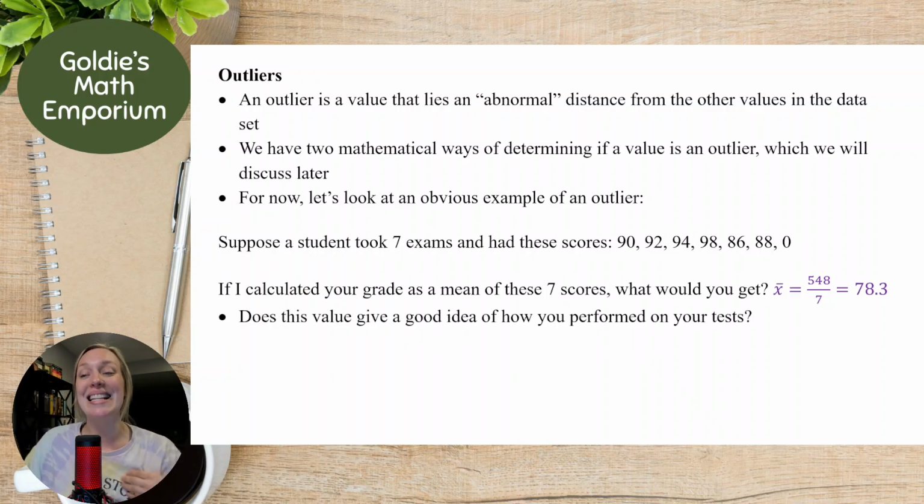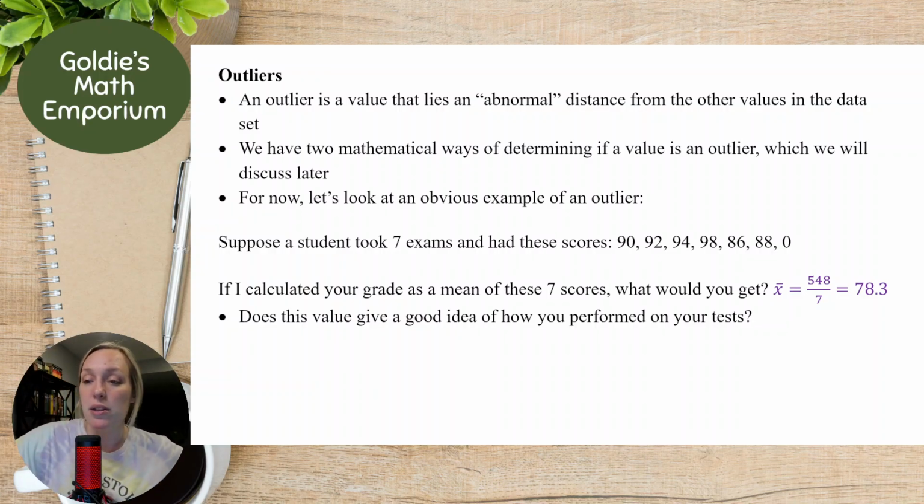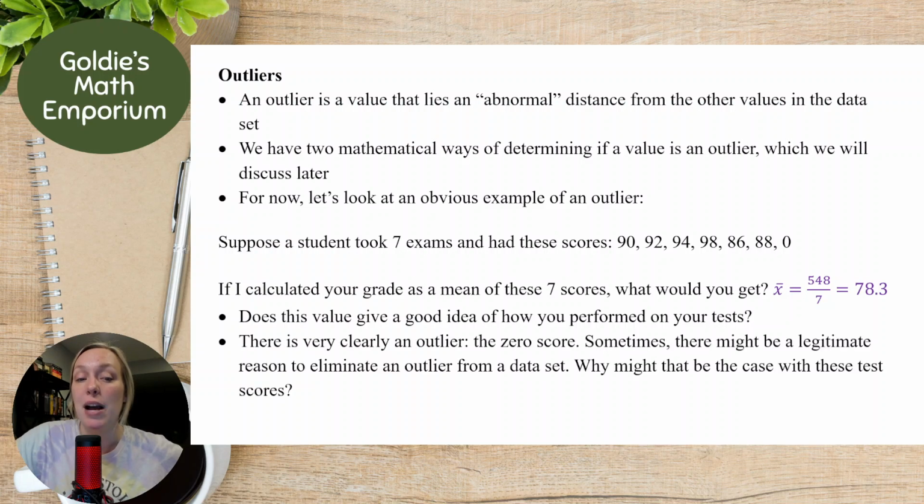Does a grade of 78.3, if I said you had a test mean of 78.3, give a good idea of how you performed on your test? Probably not. You guys are probably going to be mad at me for that because there's a very clear outlier here, the 0 score. And in data sets, sometimes there's a legitimate reason to eliminate an outlier. So we want to be able to identify them because sometimes we can toss them out if we have a real reason to. Why might you convince me to toss out the 0 as a test score?